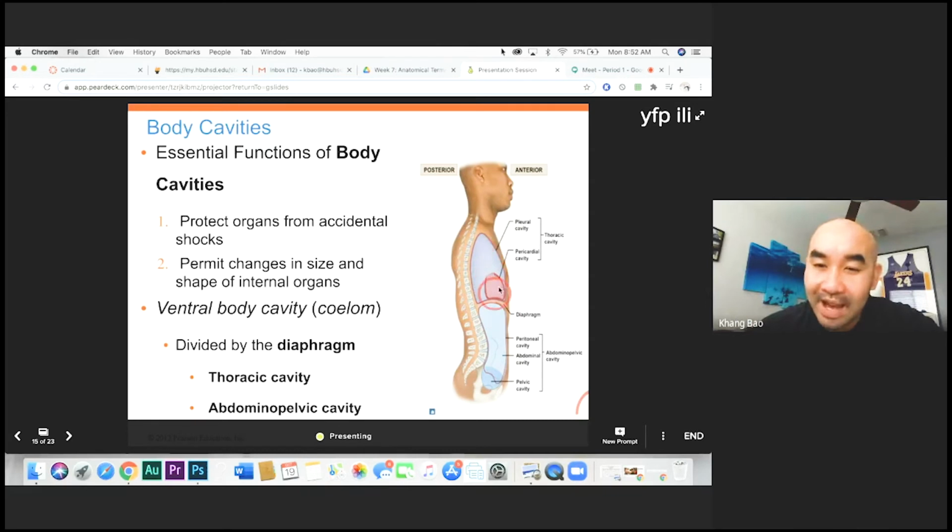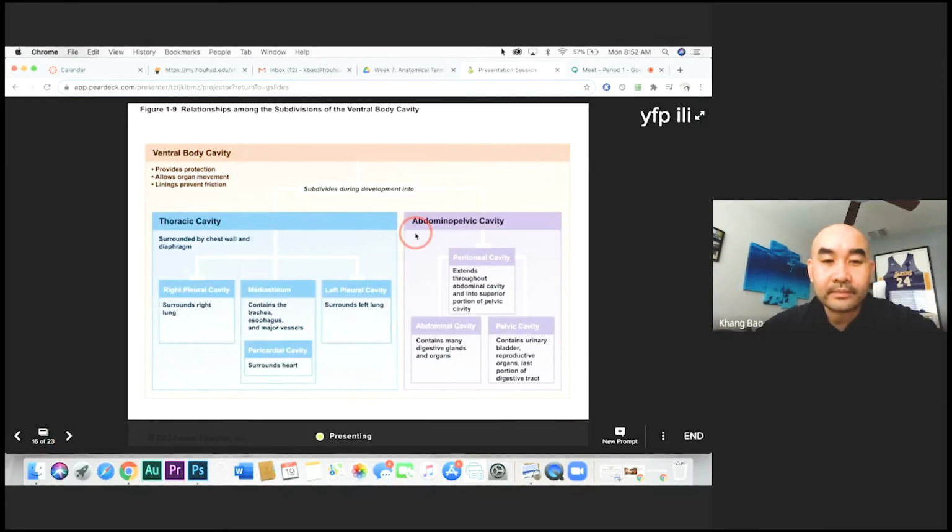You have the thoracic. Thorax, the chest area, thoracic. And then the diaphragm divides everything else into the abdominopelvic cavity. This is the area that carries all your intestines, stomach, and so on. And thoracic is lung and heart. Okay, so you see. All right, moving on.